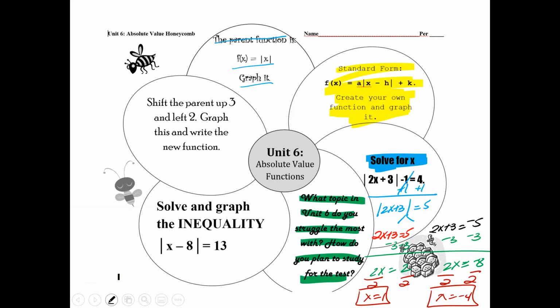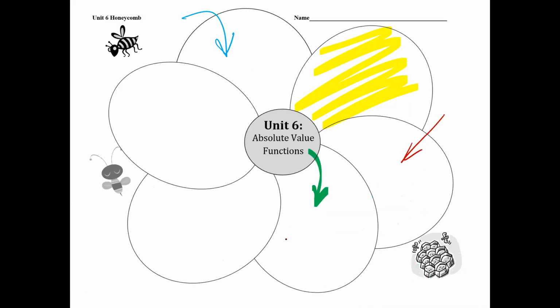All right, now that I went over the more difficult question here, I want you guys to do this one here and solve it. Just keep in mind that you're going to have to separate it. So x minus 8 equals a positive 13. x minus 8 equals a negative 13. Go ahead and solve it and show your answer right there.